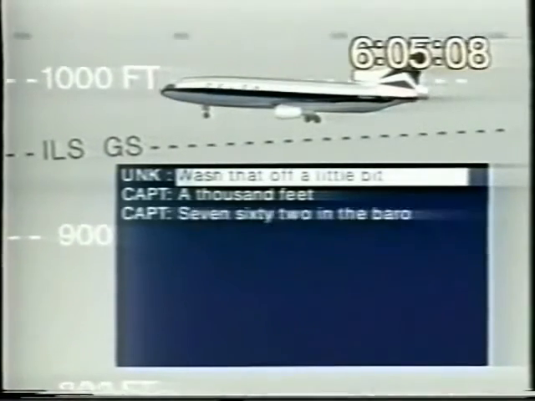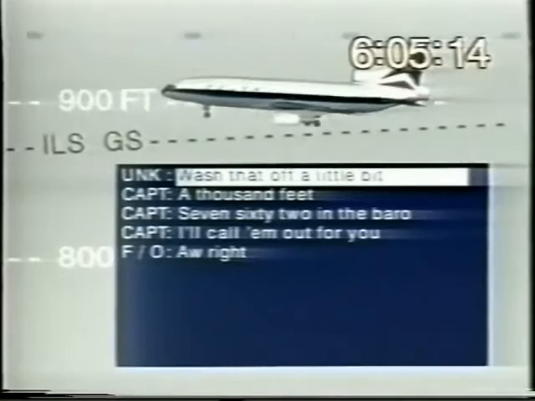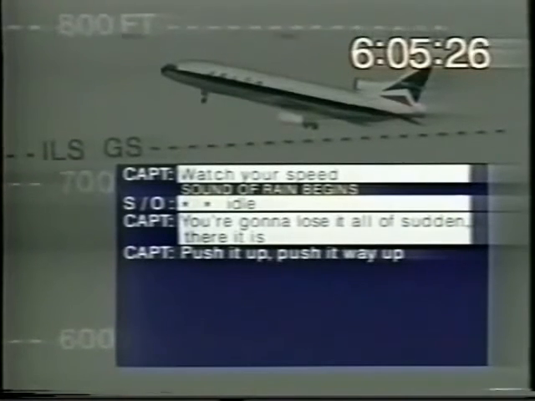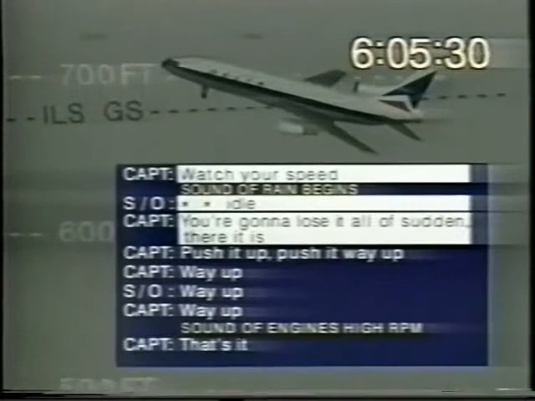About 1,000 feet. 762 in a barrel. I'll call him off for you. North America 178, turn the corner. Yes, sir. Everybody around the corner when you're number 1. Major 136, contact. I'm going to lose it all of a sudden. There it is. Go on. Push it up. Push it way up. Way up. That's it.